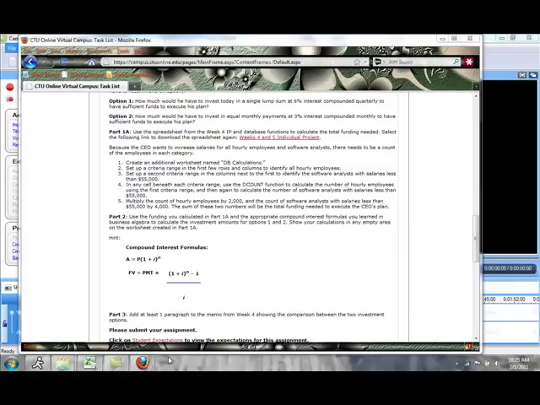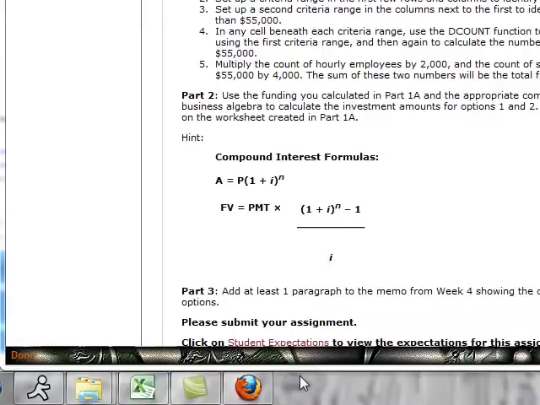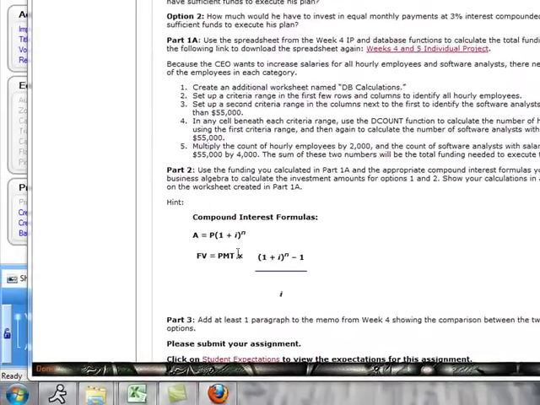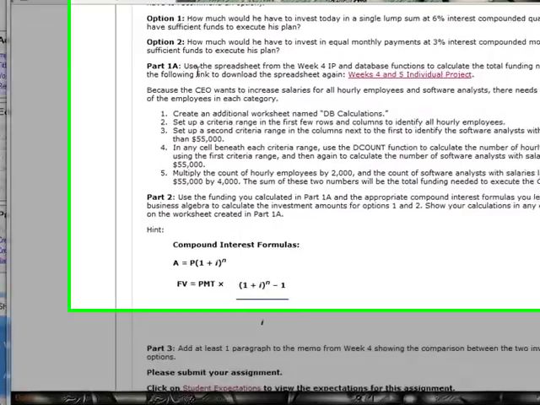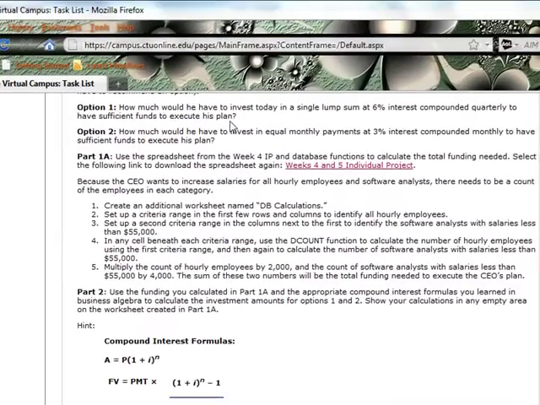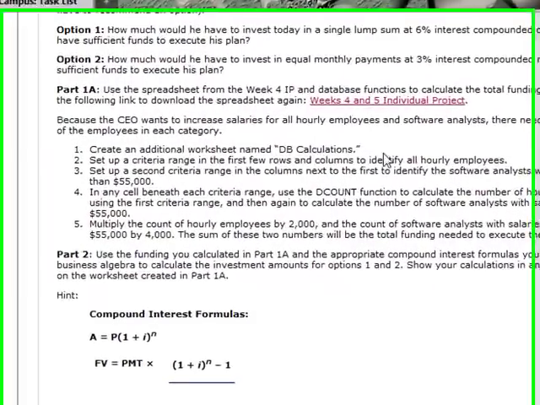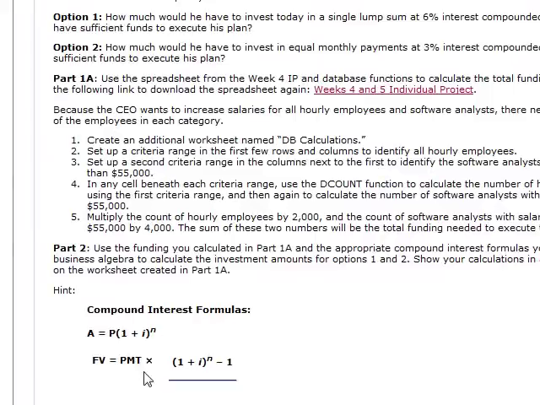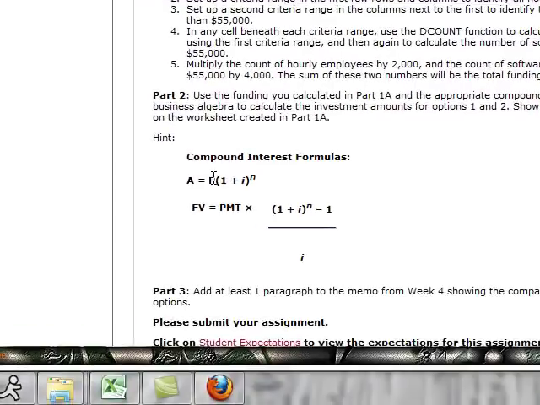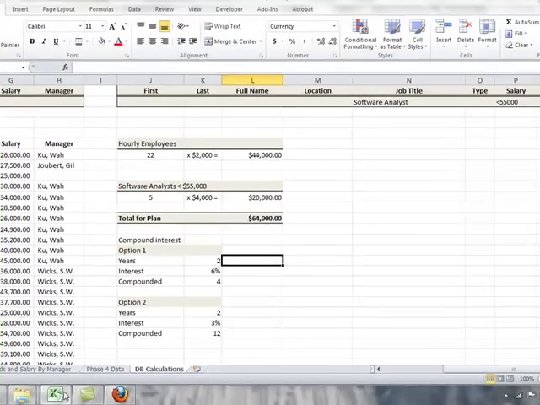Okay, what we're going to do today is the tasks, the formulas for the IP5 assignment. We can see that we have two options here. How much would he invest today in a single lump sum at 6%, and how much would he invest at 3%? We have the compound interest formulas for option 1 and for option 2. So we're going to do these both the long way and the short way.